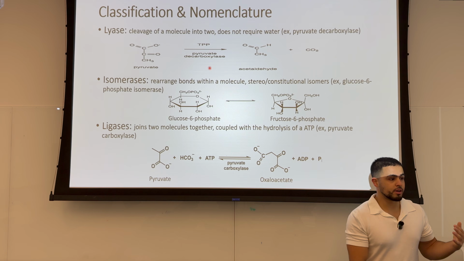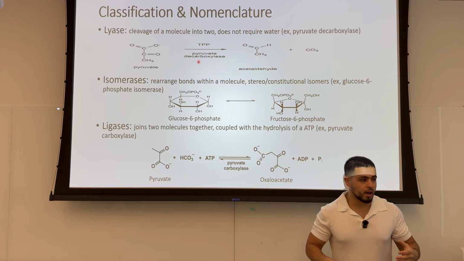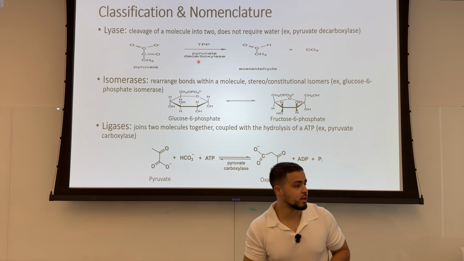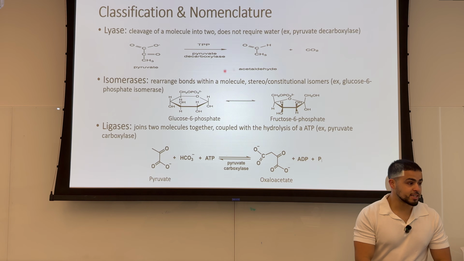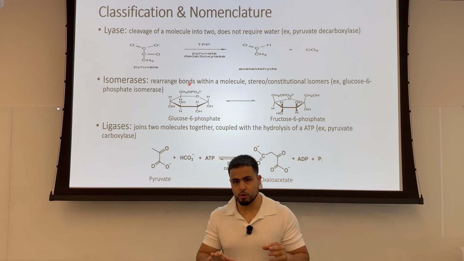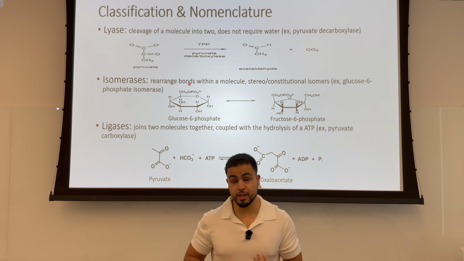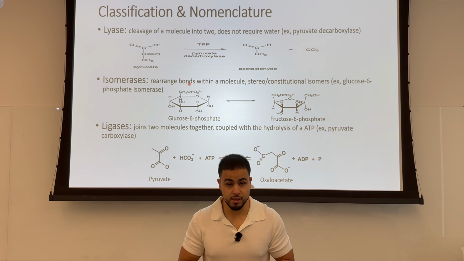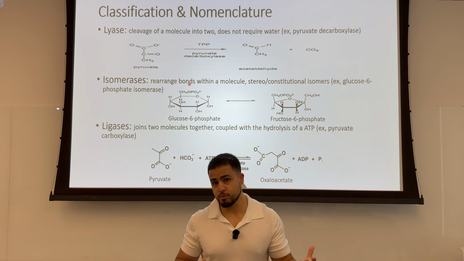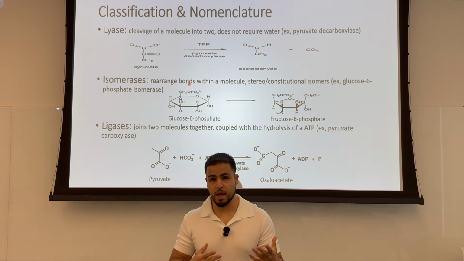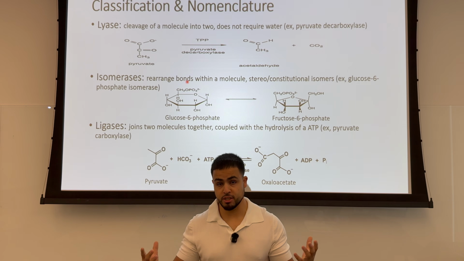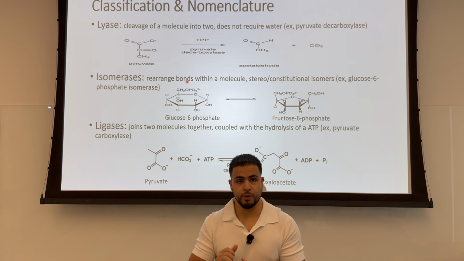So one example here is pyruvate decarboxylase, which will decarboxylate pyruvate into acetaldehyde and CO2. Next, we have isomerases. Isomerases rearrange bonds or atoms within a molecule. So they deal with isomers, as the name implies. You have stereoisomers and constitutional isomers. Stereoisomers are just like the R and S absolute configurations. And constitutional isomers are molecules that share the same chemical formula, however, are arranged differently.